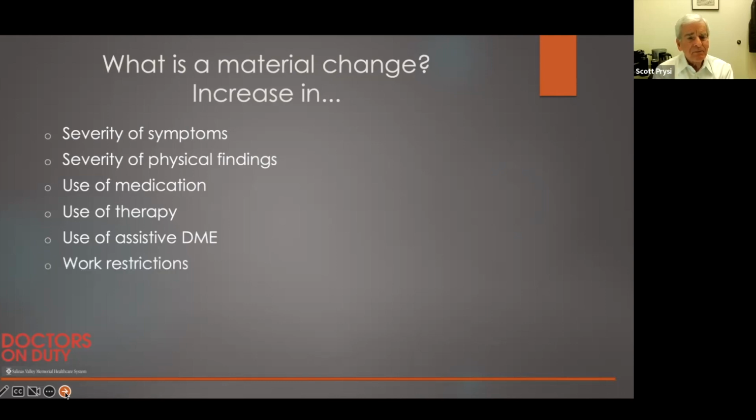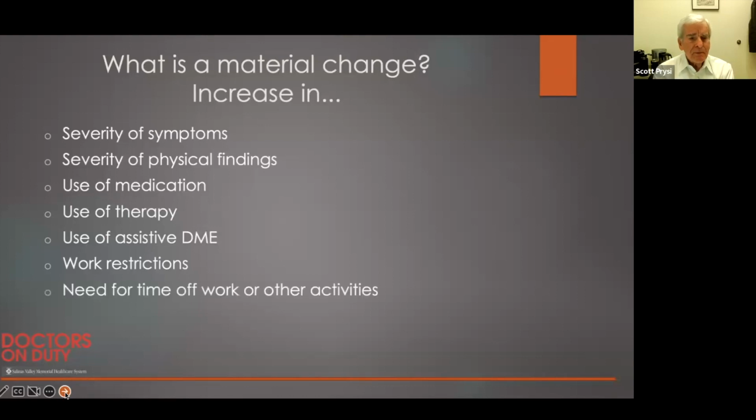Next slide. Work restrictions. Patient had permanent restrictions, perhaps from a previous condition. Now those work restrictions have increased. Previously had a 20-pound lifting limit, and now you determine really needs a 10-pound lifting limit, or was able to do repeated weight bearing before, but now can't, or whatever other restrictions you're going to apply. If that represents an increase over any prior work restrictions, that's significant and indicates a material change.